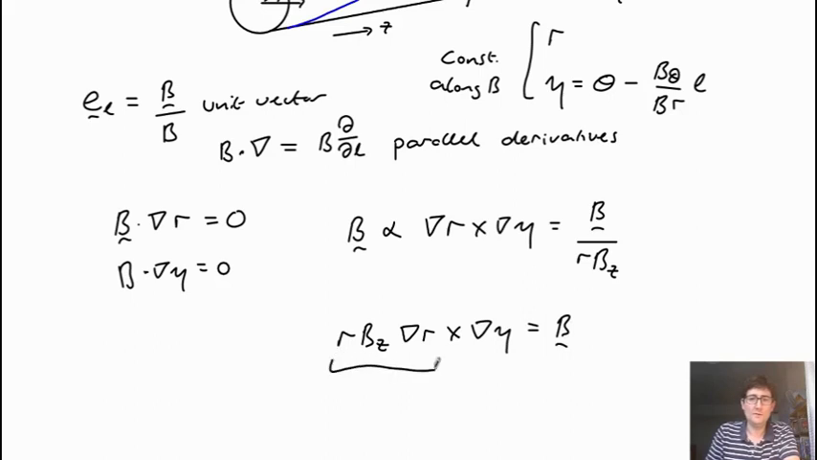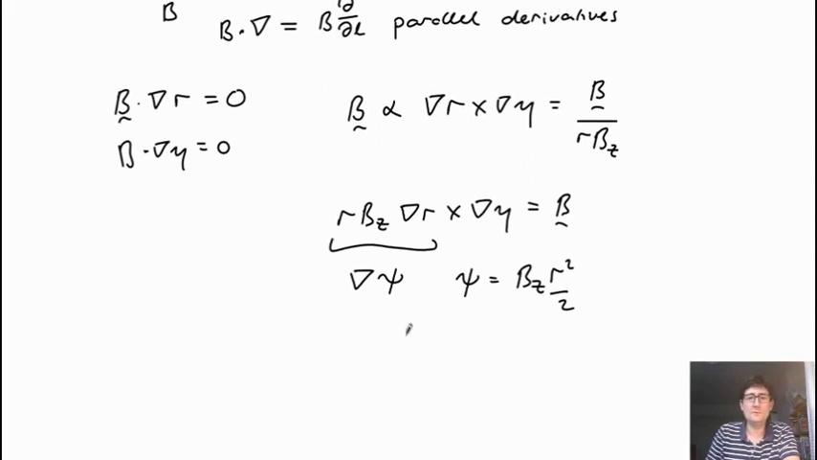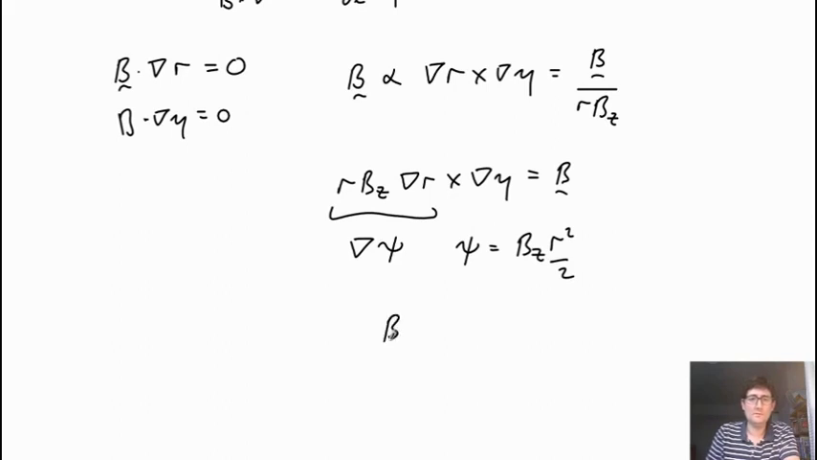And then this part here we can write as the gradient of psi, where psi is a flux. So psi is just Bz r squared over 2. If you write this quantity as psi, then we can write this magnetic field as B is just grad psi cross grad eta. And this is the Clebsch form of the magnetic field.